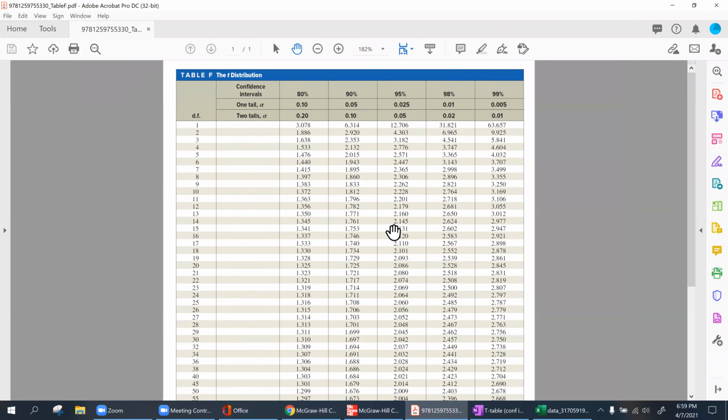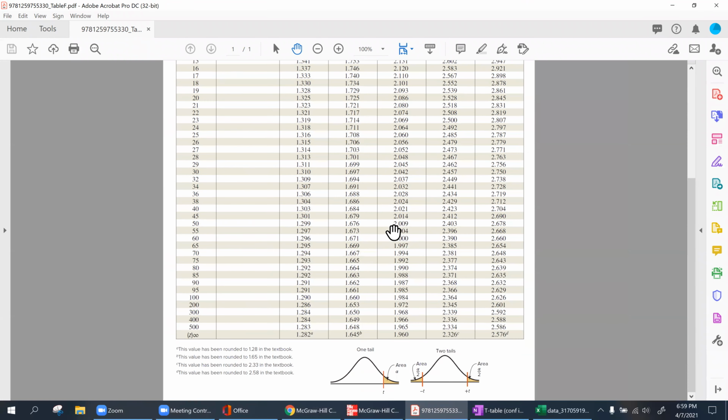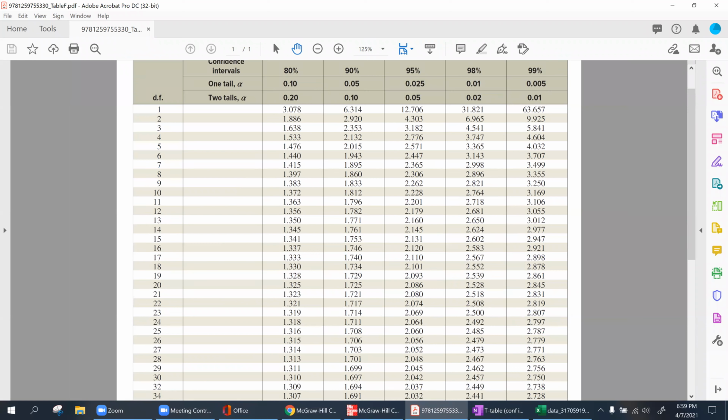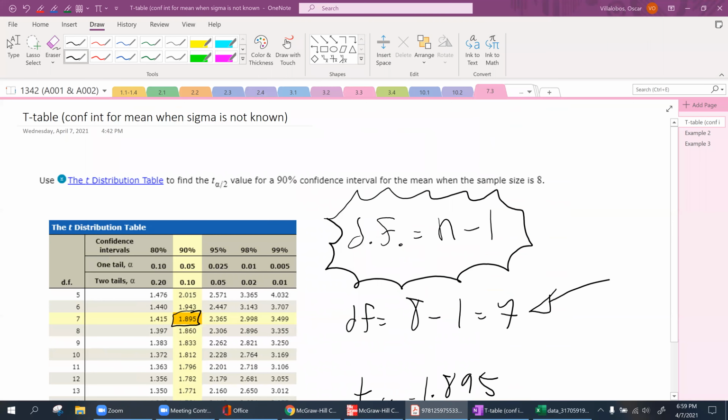If you're solving the problems, it'll give you the option to view the table and download it, so you can save it to your desktop.